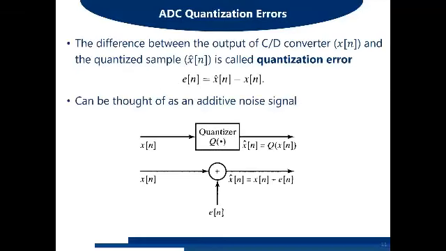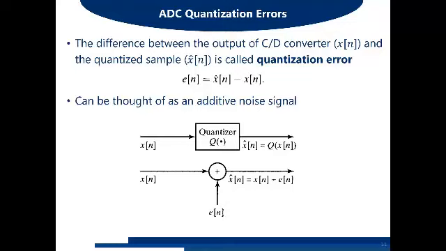Now after discussing the complete flow of ADC, let us discuss more about the error of the quantizer, because this is a very important parameter that needs to be discussed in the design and selection of ADC. The error E of n between the input and the output of the quantizer is given by this equation. E of n is equal to x hat of n, which is the quantized sample, minus x of n, which is the output of the zero order hold. So the difference between them is the error.